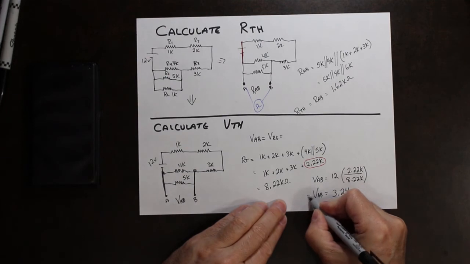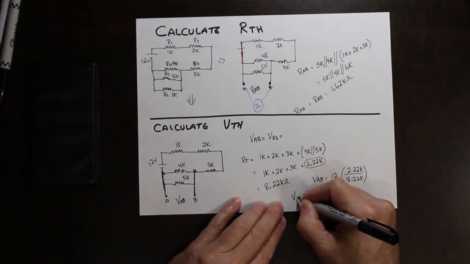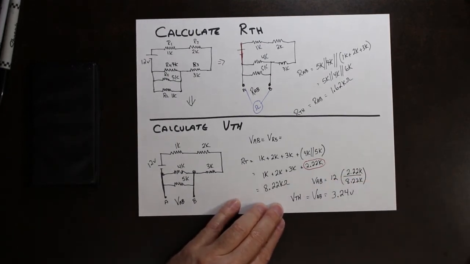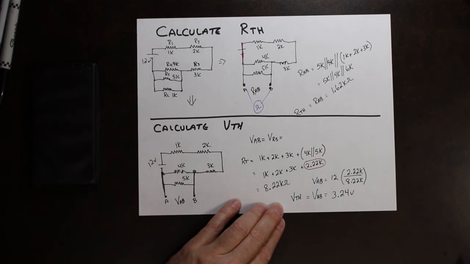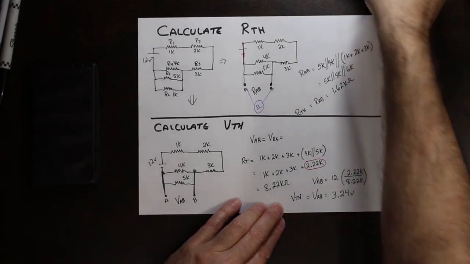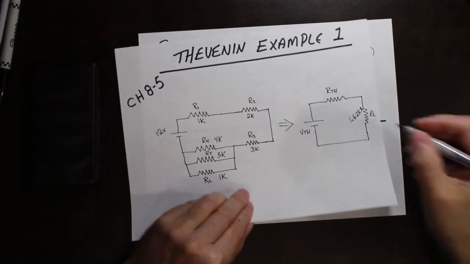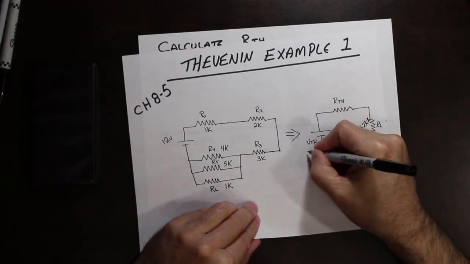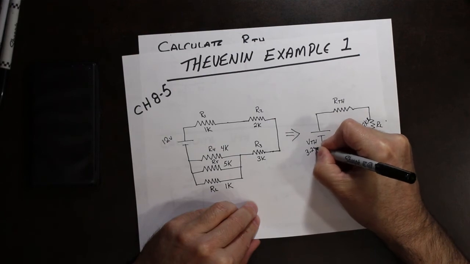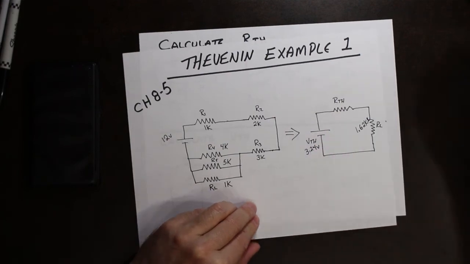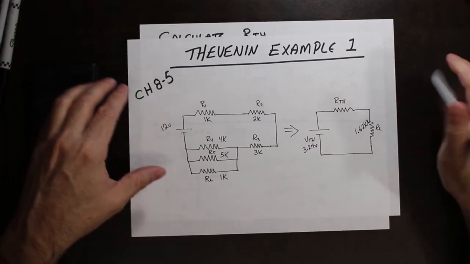That is actually Thevenin's voltage. So we bring back our original circuit. V Thevenin is 3.24 volts.